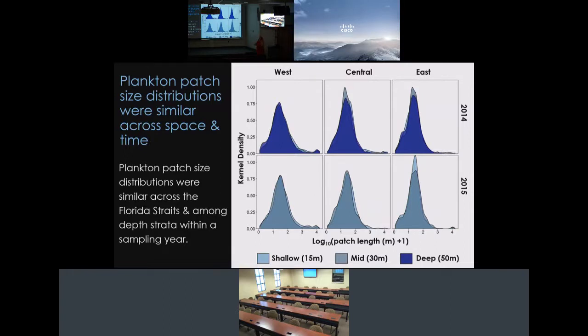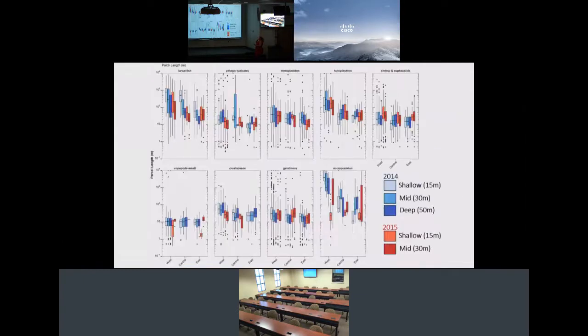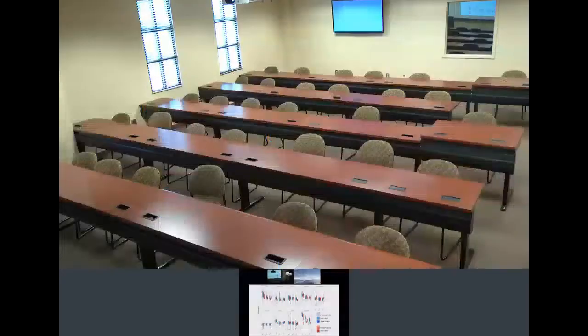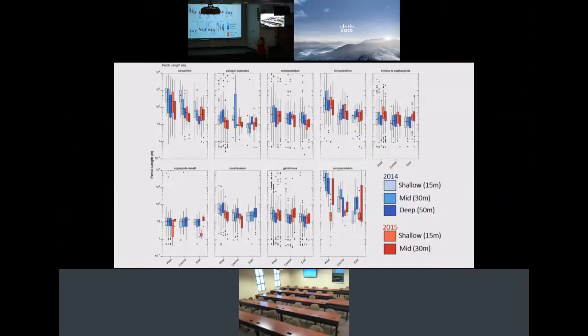However, when we parse them out by group, we see a little bit of a different story. I apologize for the small plot text of this. I'm going to find a better way to present this. But this is parcel length, the same thing you saw before, but broken out now into 10 different groups. And the color structure is the same.